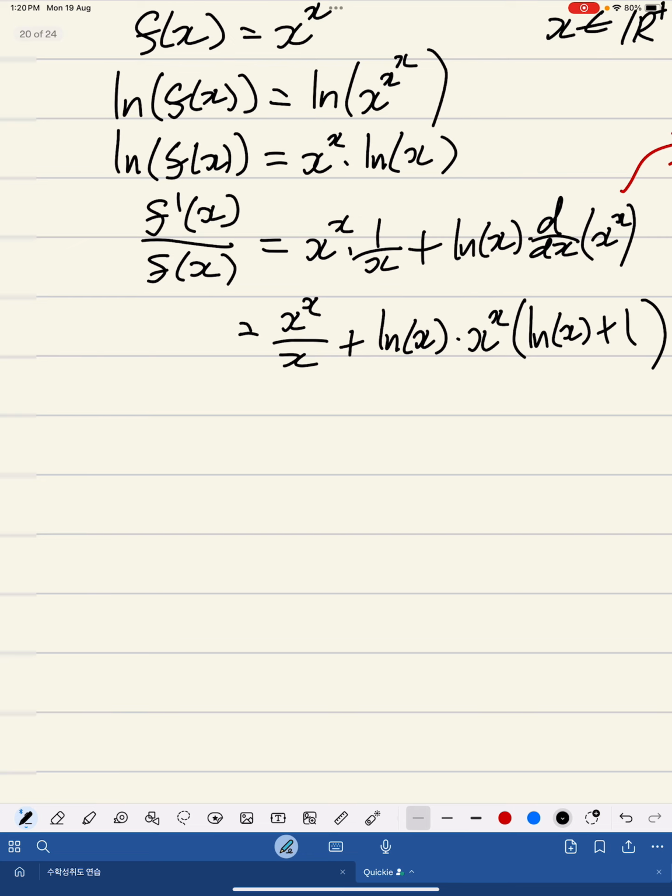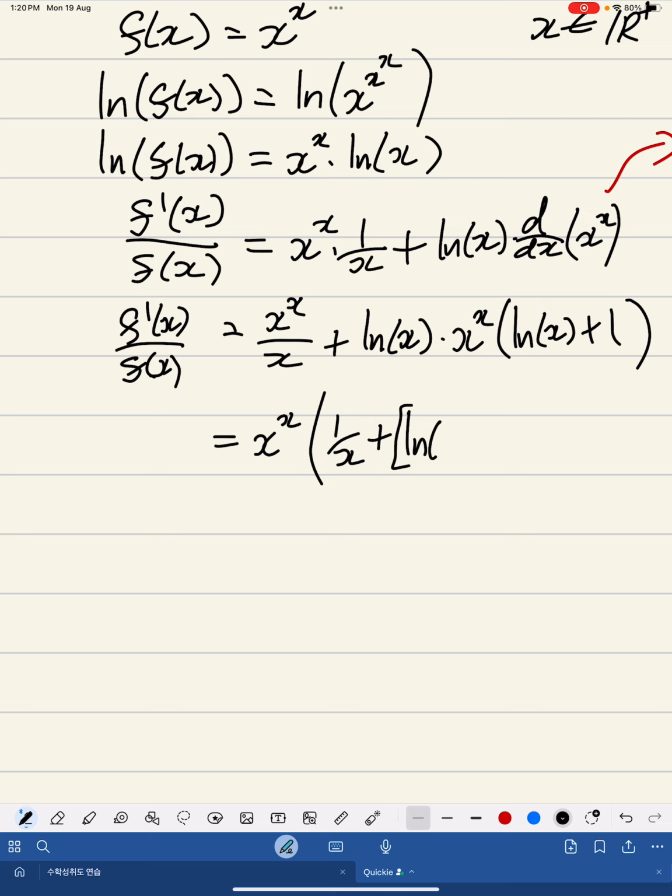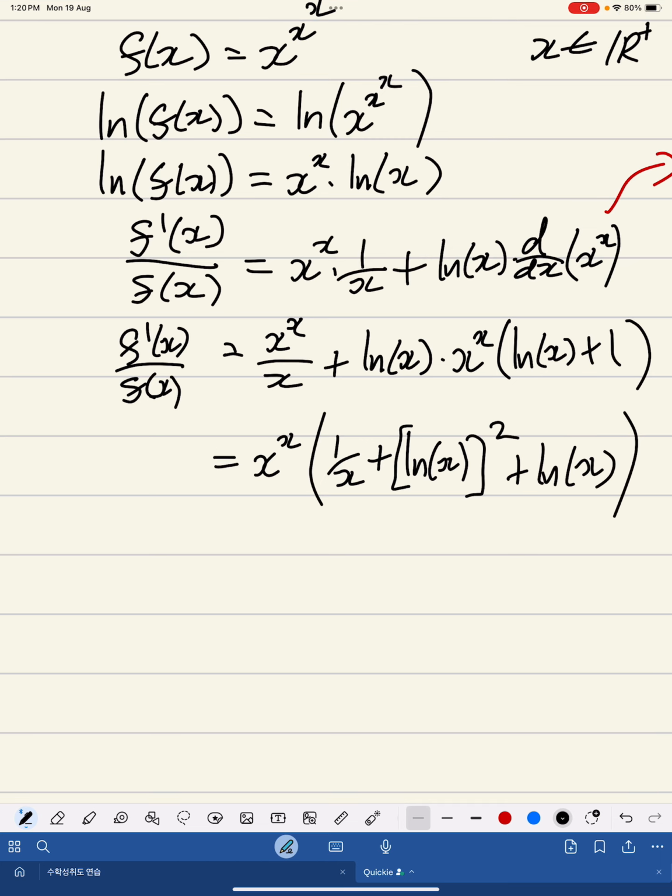And obviously, that is what f prime x over f of x is, right? So our final equation would be f prime x, and I'll actually, before that, simplify this as x to the x of 1 over x plus ln x squared plus ln x. Okay? I just simplified that.